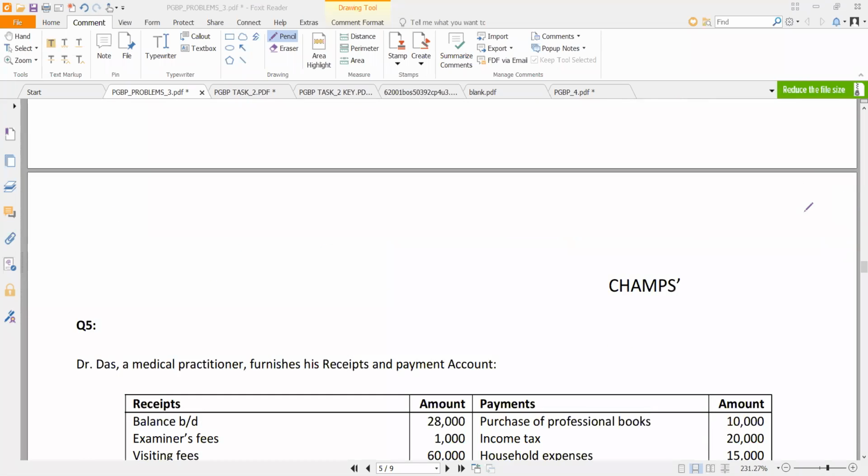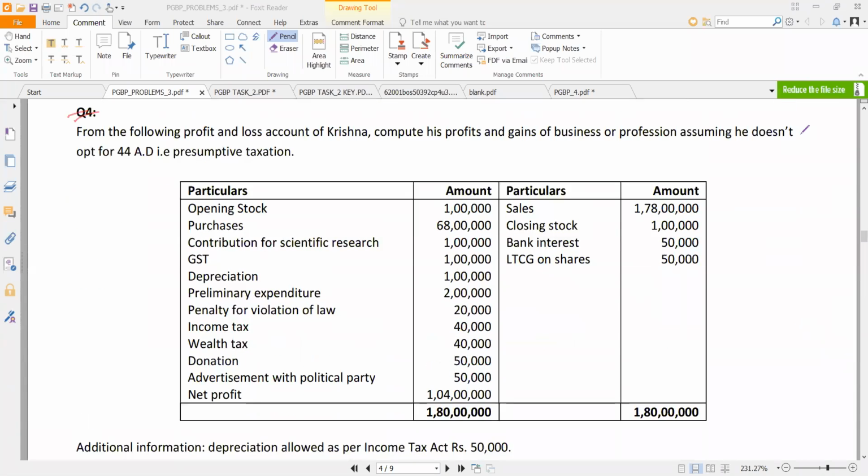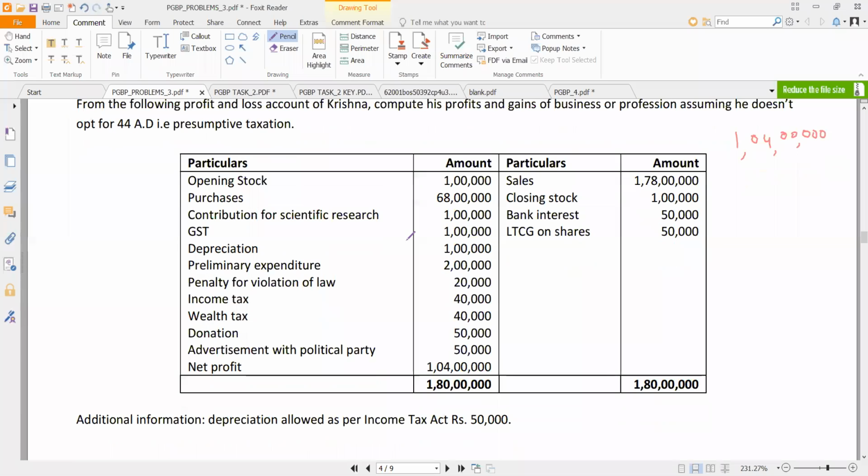Only question number four has this P&L account, and we just have to do some plus minus things here. So how much is the profit as per P&L account? 1 crore 4 lakhs. That is the profit as per P&L account. From the face of the P&L, what are the variety items? Let us look at them. Sales is okay. Closing stock okay. Bank interest is not okay because it is taxable under income from other sources.